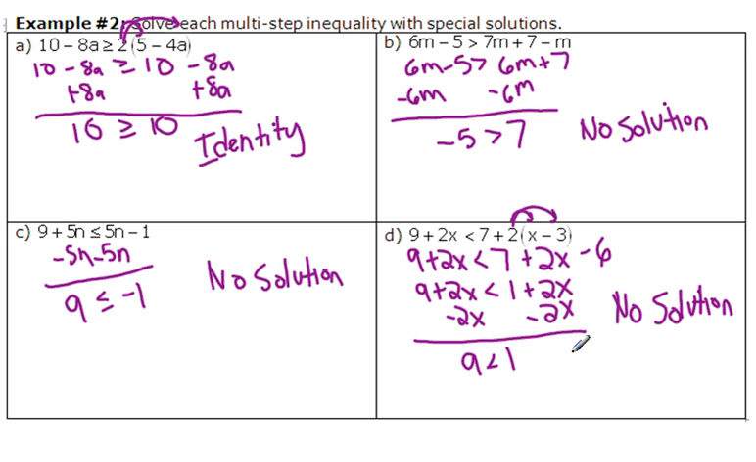So this was solving multi-step inequalities. Like I said, it is very similar to solving equations. The only difference is if you ever multiply or divide by a negative number in order to solve your inequality, you have to flip your inequality symbol.